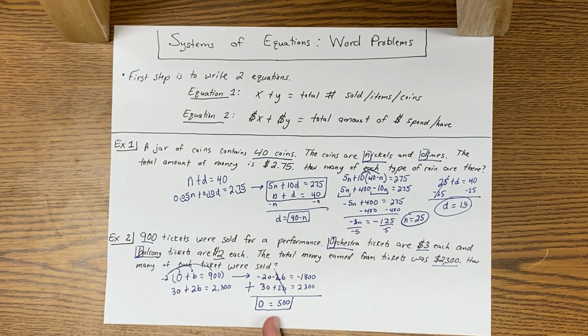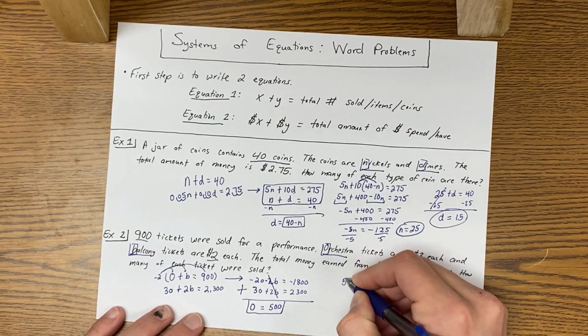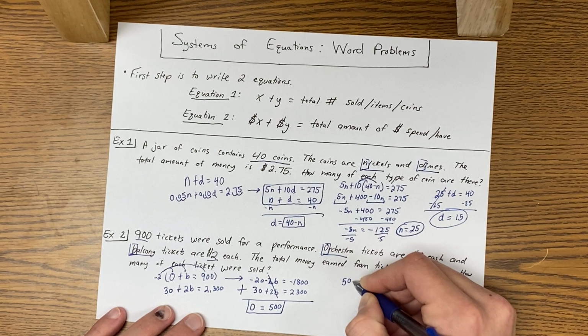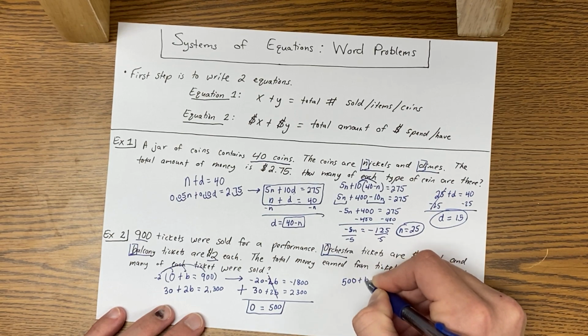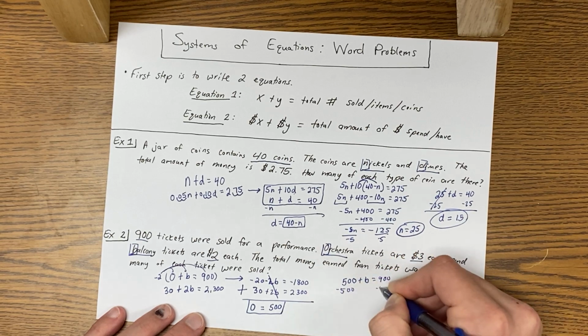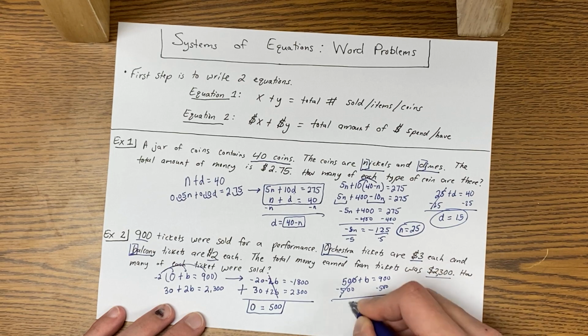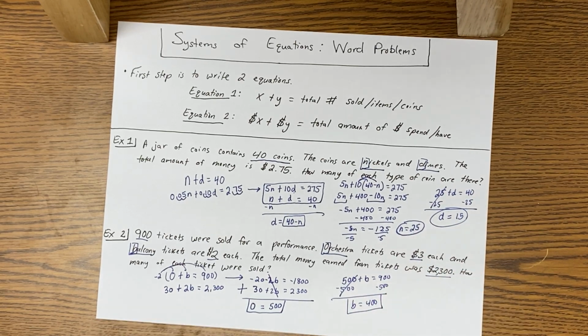Okay, so now we can take 500, plug it back in our original equation, or one of them, but the top one looks easier. 500 plus B equals 900. We subtract 500 from both sides, and we get B equals 400. Okay, so now we know 500 plus 400, that's 900 tickets.